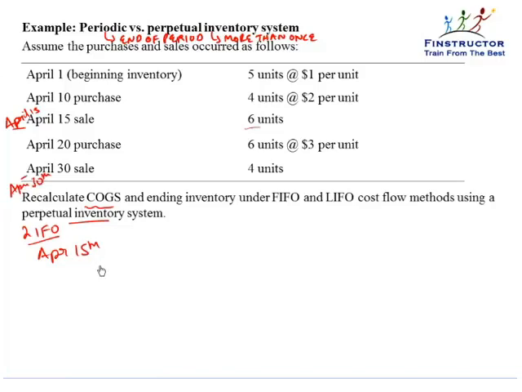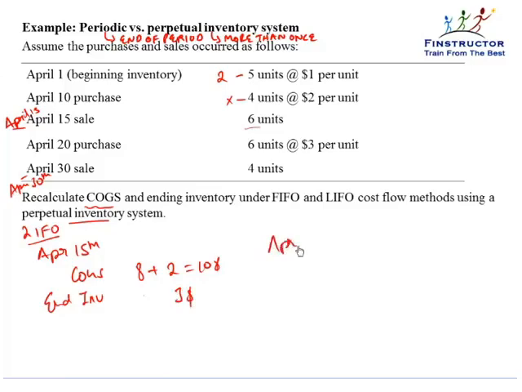So in the LIFO, the 6 units purchased last would be assumed to be the first ones sold. So 4 of these units would be sold, and 2 out of these 5 units would be assumed to be sold. So the cost of goods sold for the first 15 days would be 4 into 2, $8, plus 2 into 1, $2, that is $10. The ending inventory going into April 16th would be 3 units purchased at $1 per unit, that is $3.